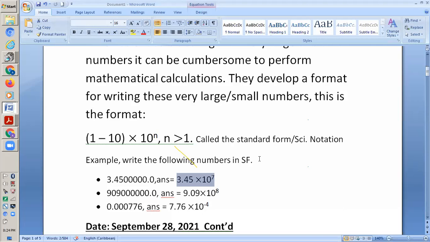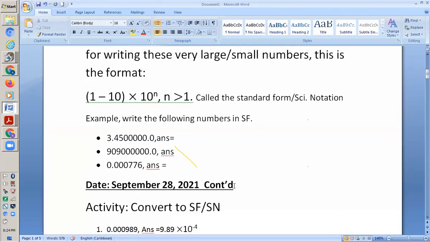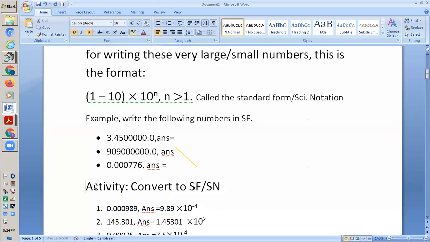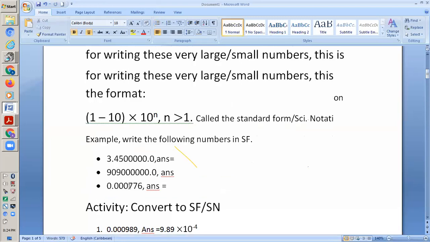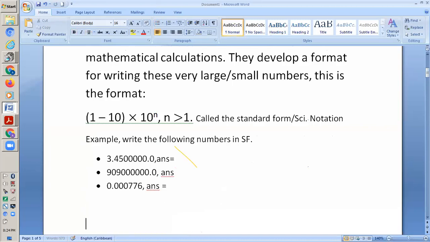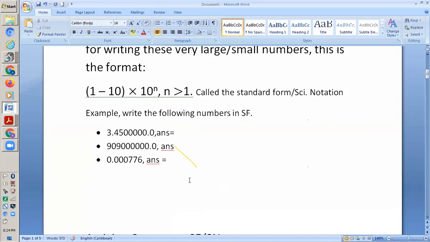Okay, so let me give an example. Write all these questions for me, please. I'm erasing the answers to these three, it's a class that I did a few days ago. So what we're going to do is write these numbers in standard form.